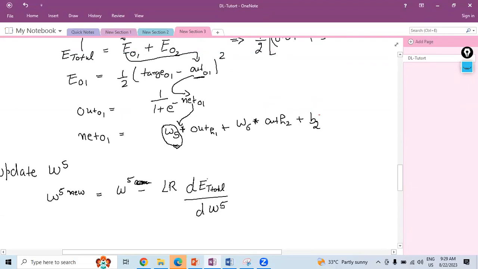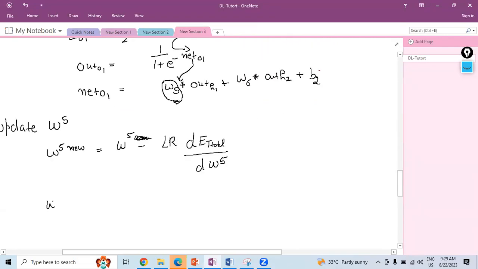So now I want to calculate dE total by dW5. We will follow this hierarchy, this chain rule. Please pay attention. I want to calculate dE total by dW5, because this is my requirement. I know the current value of W5, and we can put some value for the learning rate. The main thing is dE total by dW5.